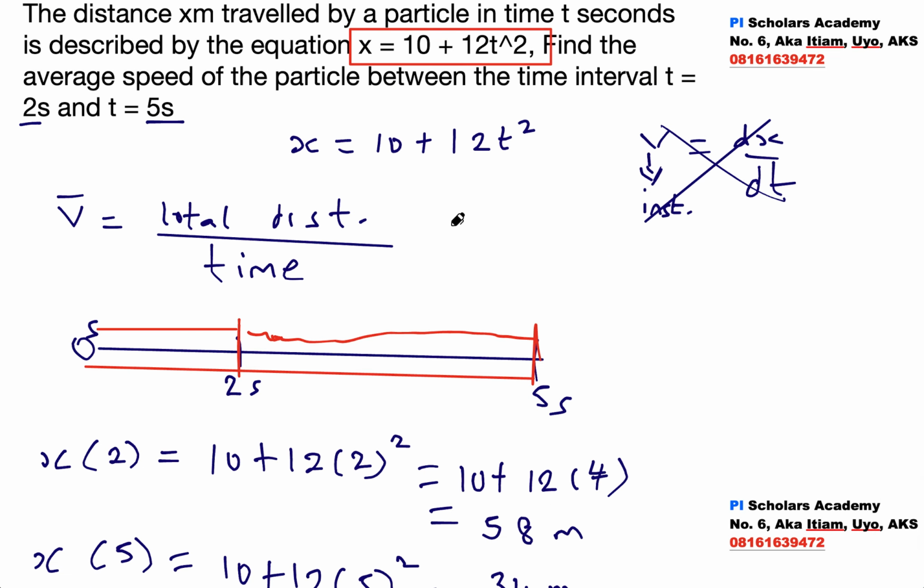No differentiation should be done here because it is not asking for the instantaneous speed, neither is it asking for the speed at a particular point in time. If those two things were not asked for, then you are not to use differentiation.